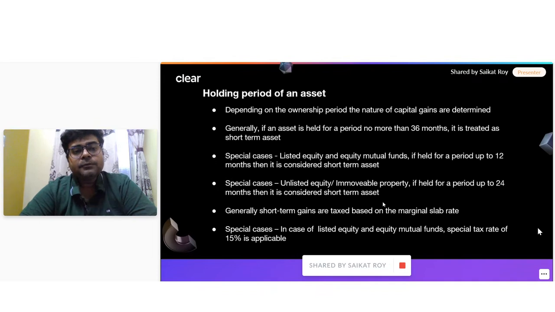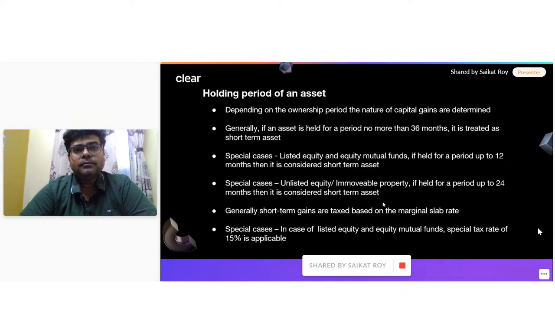Now, at this point of time, we are going to have a discussion on holding period of an asset. Holding period of an asset is vitally important because depending on the holding period and the nature of asset, we shall determine whether the capital gain is long-term capital gain or short-term capital gain. Now, why is there a need to determine what is long-term capital gain and short-term capital gain? Because the rate of taxes and the treatment of taxes is widely different for short-term asset and long-term asset, right? So if you have short-term capital gains, it may have a different implication than if you have long-term capital gains. So it is very, very important.